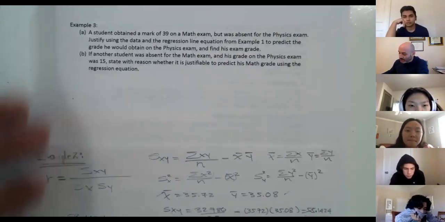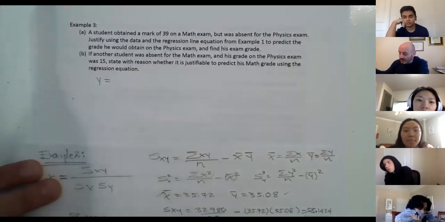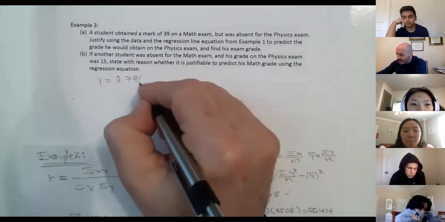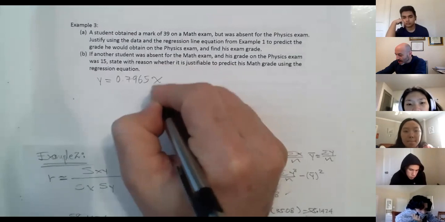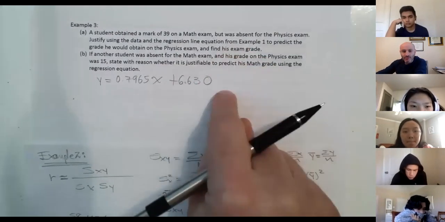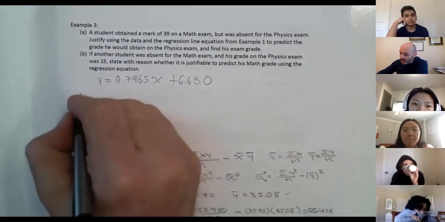Okay, so on example 1, we found this equation as the regression line. We found 0.7965x plus 6.630. That's from example 1. That's the regression line. Okay, so let's look at part A.